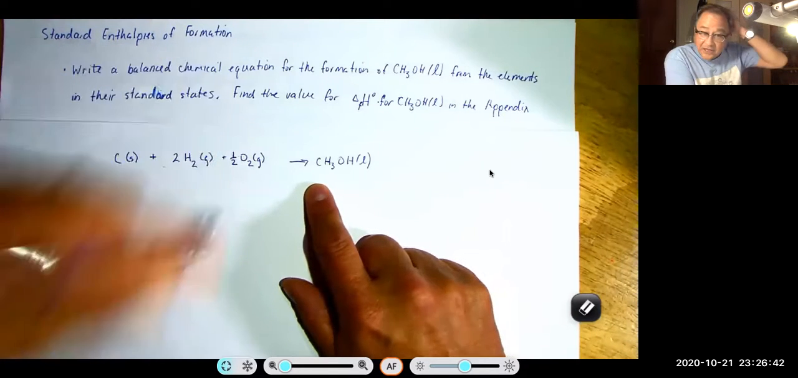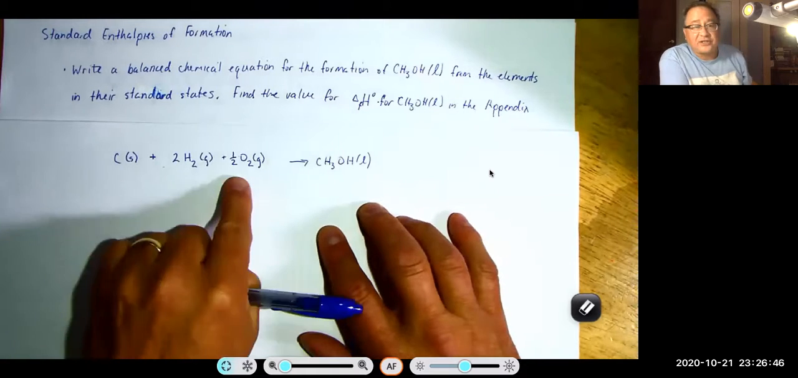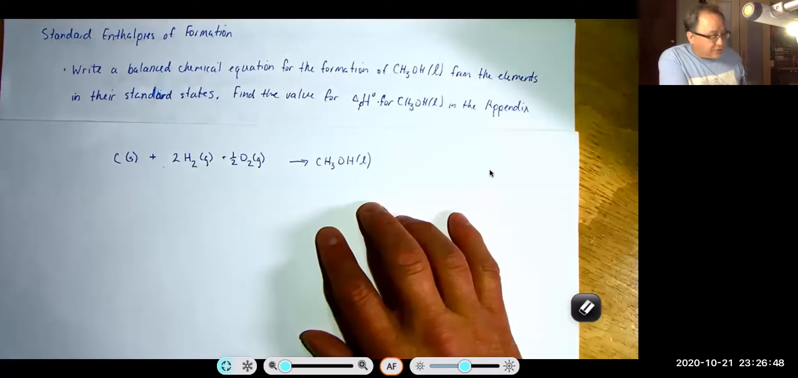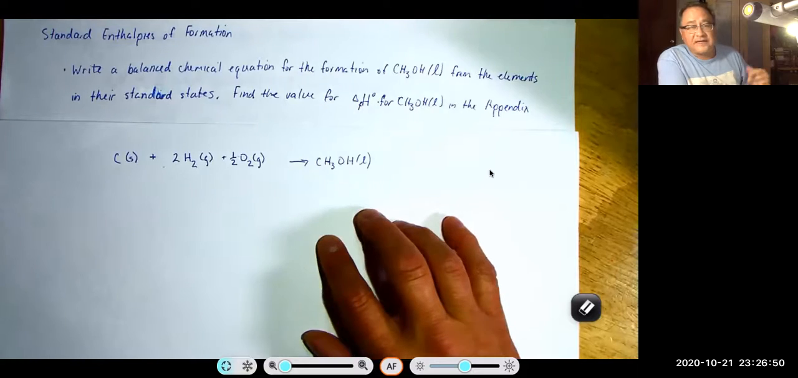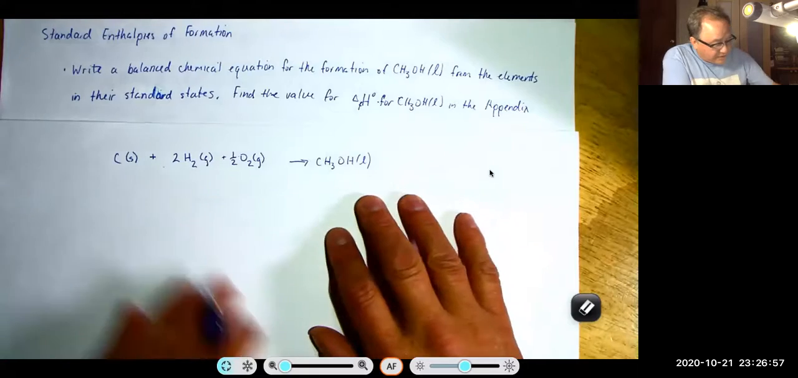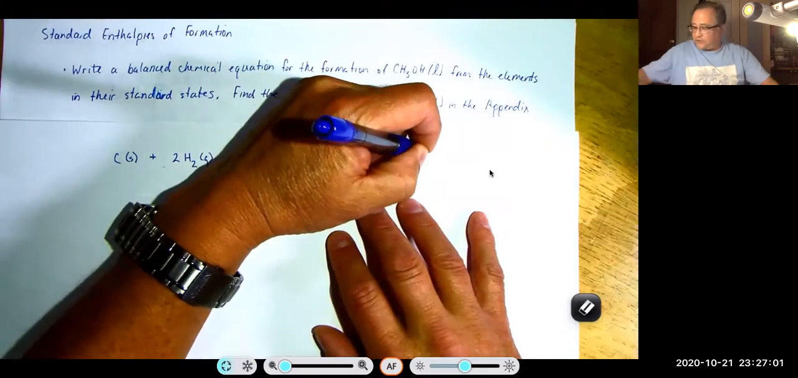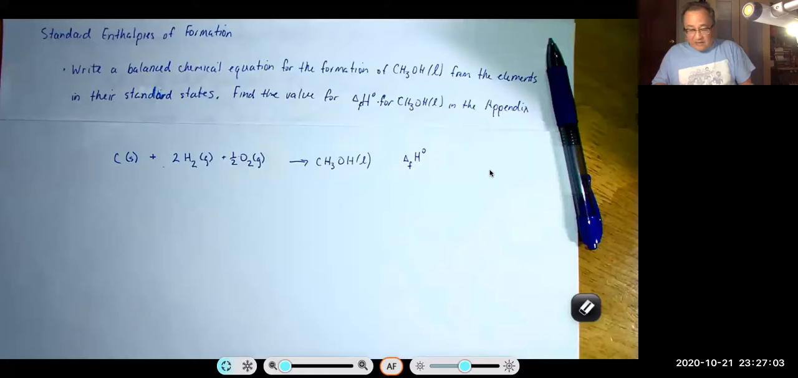So you're going to see a lot of coefficients in these standard enthalpy of formation reactions where you have a fraction here. And that's the common thing to do, is to put a fraction there, not to put a decimal, not to put 0.5, but to put 1/2. So here's the standard enthalpy of formation. And to look up the value, we go to our index or our appendix.